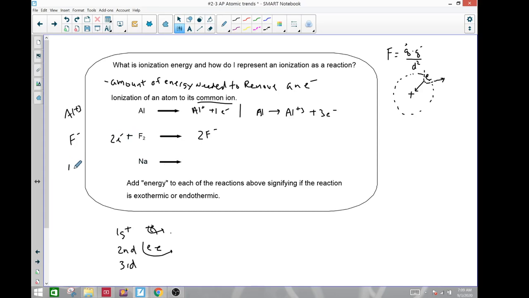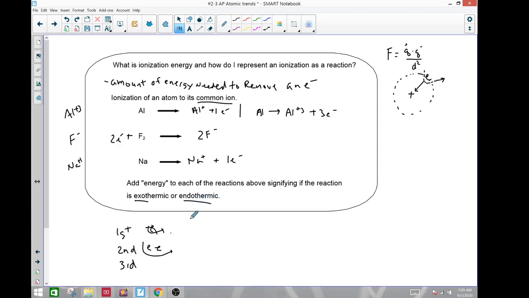Sodium's most common ion is plus 1. So this is going to go to plus 1. And of course, it's losing electrons. So where did it go? It's right here. This is snapshot before, snapshot after. Add energy to each of the reactions above, signifying if the reaction is exothermic or endothermic.